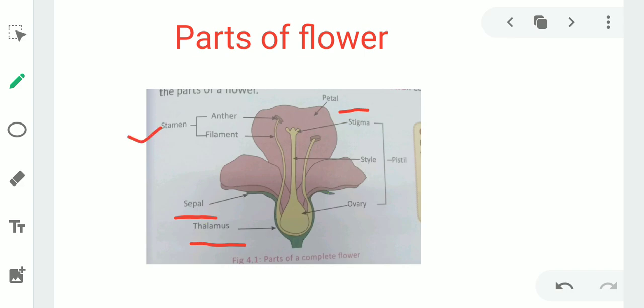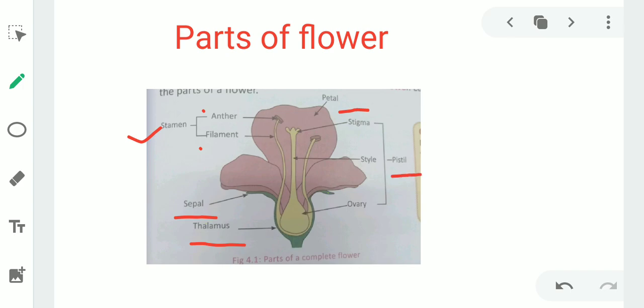Stamen is the male part of the flower. It further has two parts, anther and filament. Filament is a tube-like structure. Anther contains pollen grains. So stamen is the male part which further has two parts, anther and filament. Filament is a tube-like structure and anther contains pollen grains. Pollen grains are present inside the anther.